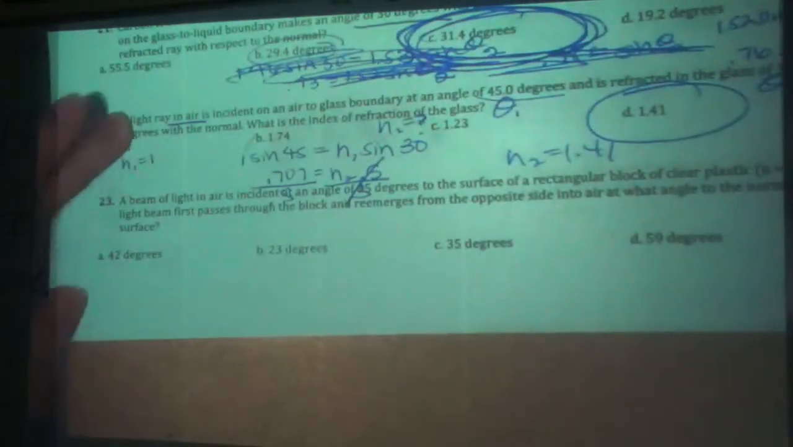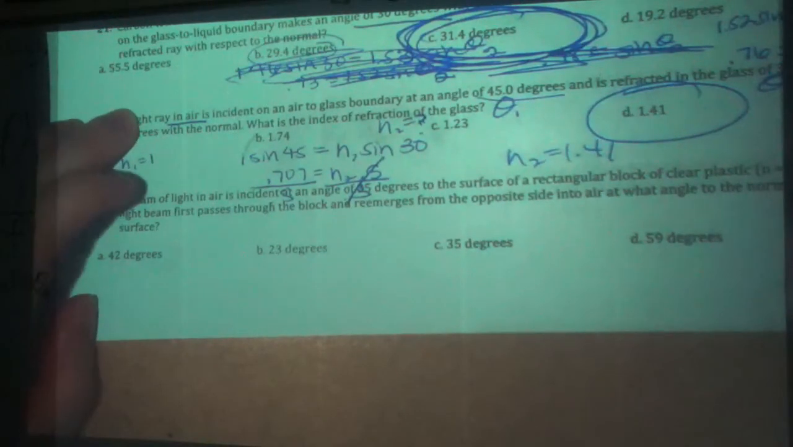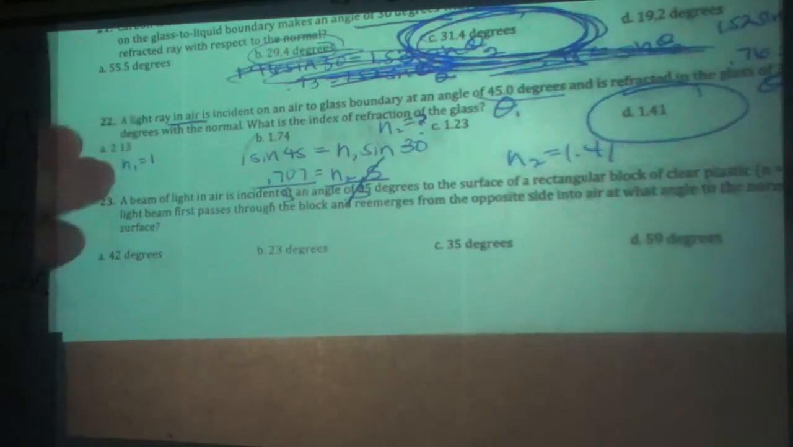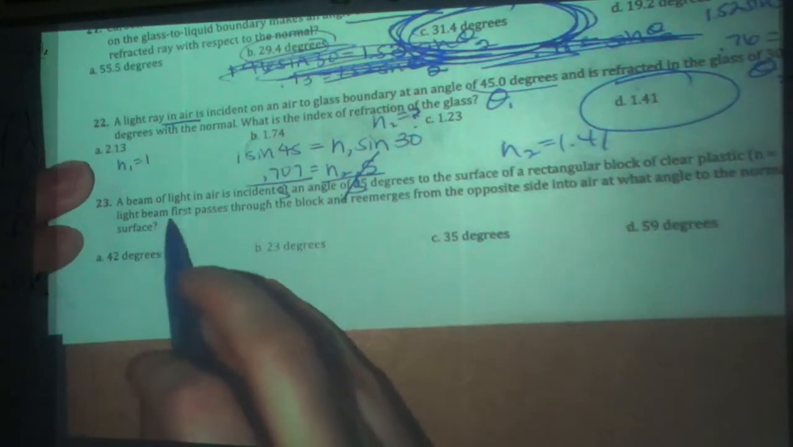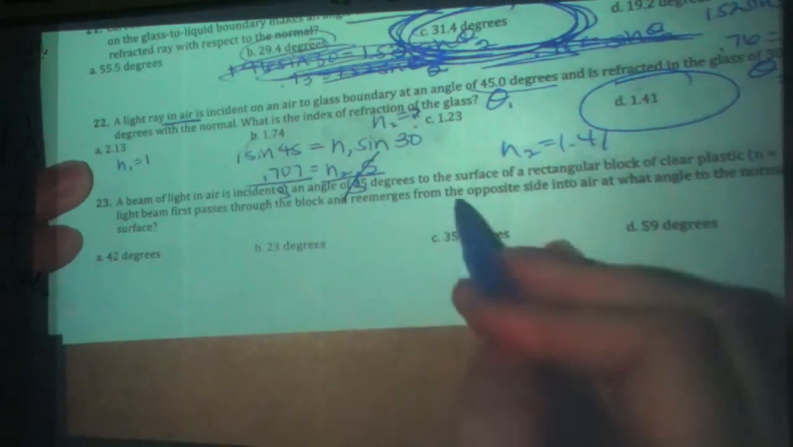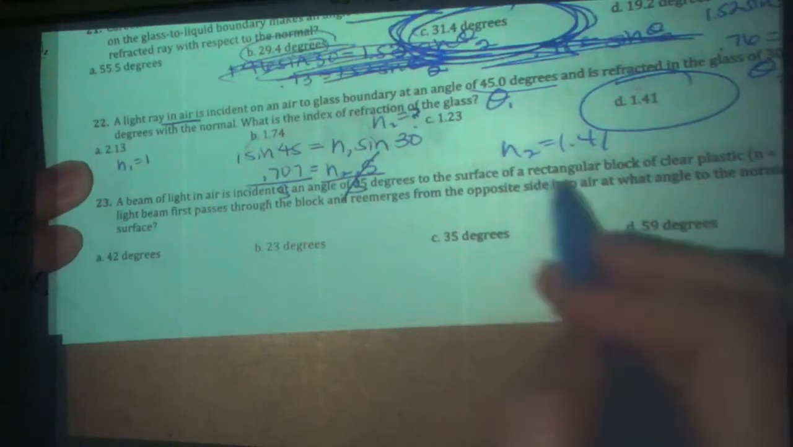A beam of light in air is incident at an angle of 35 degrees to the surface of a block of plastic. The light passes through the block and reemerges on the opposite side into air at an angle. So you actually don't need to do math here. So let's say this is my air right here. This is the glass block or whatever. I don't know. Whatever it is, plastic block. And then I'm back in air again.